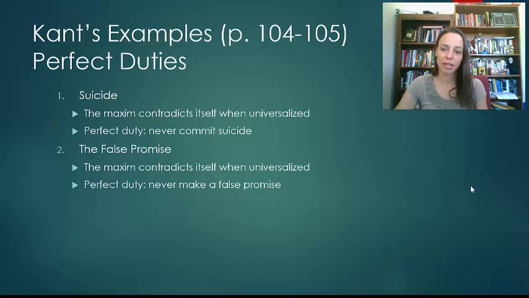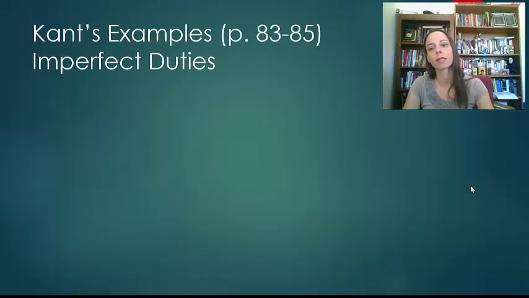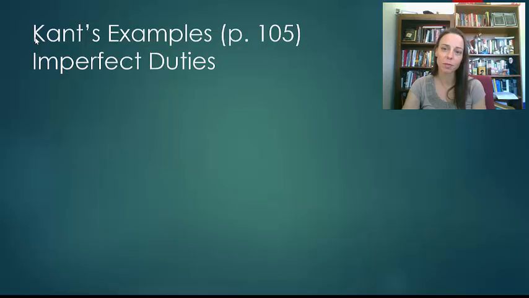So Kant is very much opposed to any form of dishonesty and lying because it can't be universalized, because in order for me to be believed as a liar, I need most people to be telling the truth. So this is a great example of me making a special rule for myself that I don't want other people to follow. He also gives us some examples of imperfect duty starting on 105.